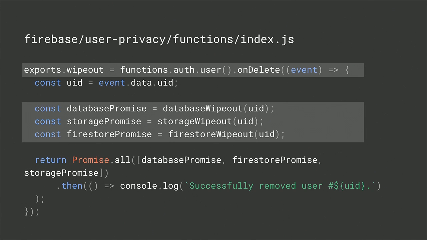Now, this is really very flexible. You could also rely on an HTTP request to kick this off. You could even use our client-side SDK to kick off this function. Once it's initiated, this function basically just goes through and calls wipeout calls for each one of our services in Firebase.